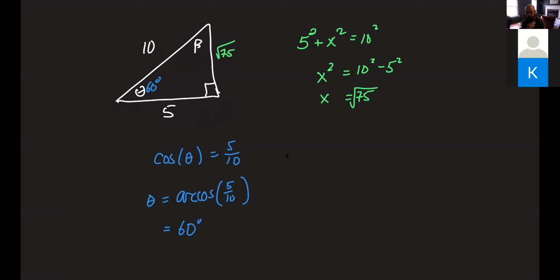And how did you figure out beta? Just added 90 and 60. Yeah, so you didn't use trigonometry anymore. Now you went back to the angle sum is 180. And so this had to be 30 degrees, right? Yep. So that's exactly right.